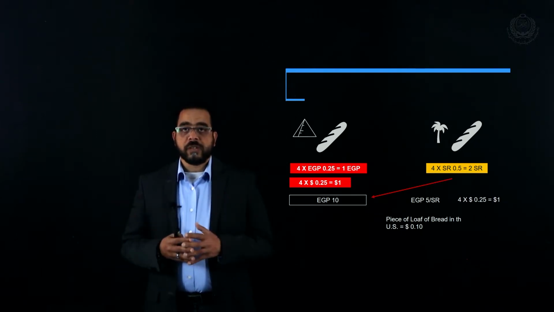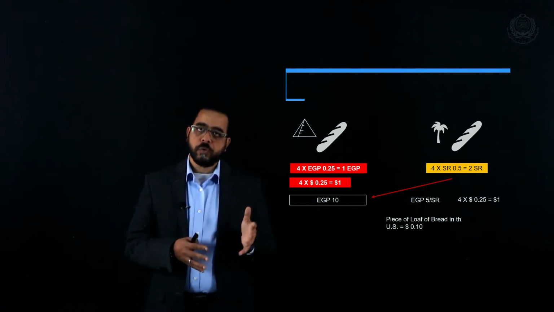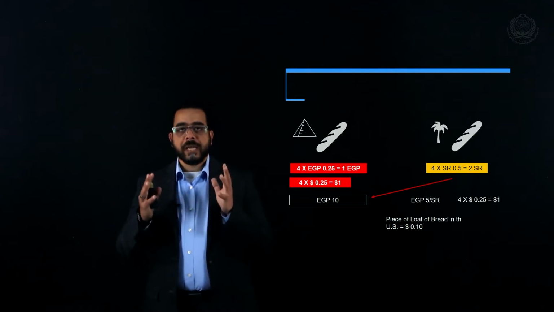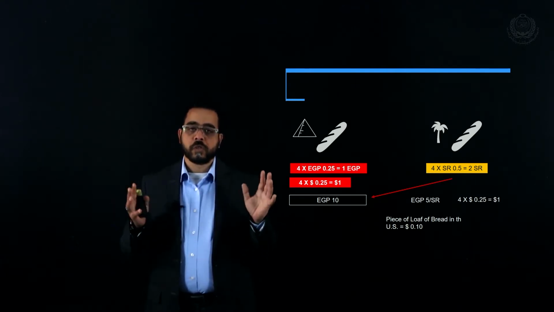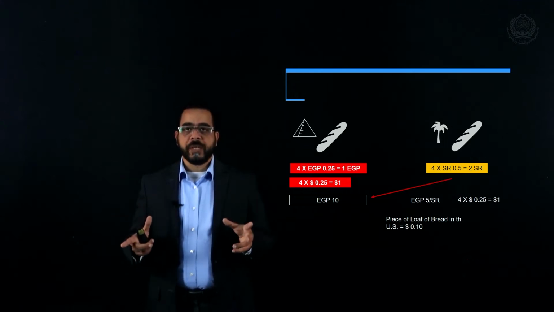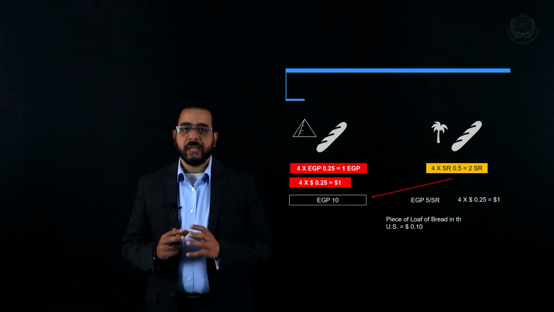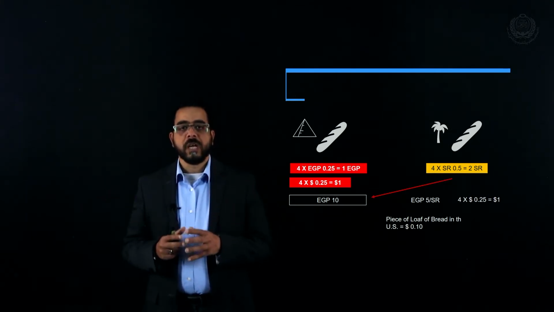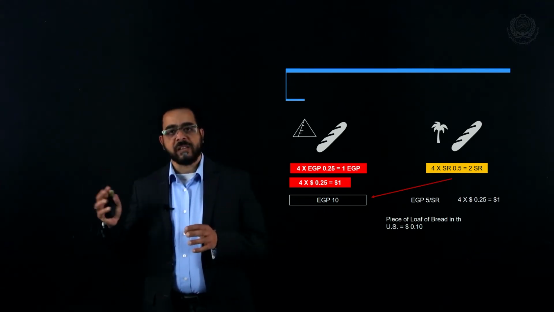If we calculate the GDP in Egypt, it will be worth 4 times 0.25 pounds, so it totals 1 pound. In Saudi Arabia, the Saudi GDP will be worth 2 Saudi riyals. The first problem here is that I cannot compare apples to oranges. I have to unify the currency between the two countries, so I'm going to use the exchange rate between the Saudi riyal and the Egyptian pound.